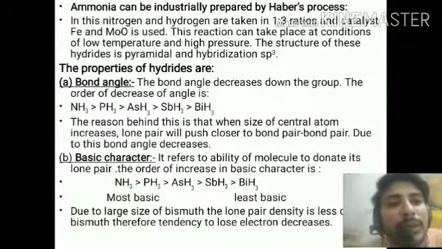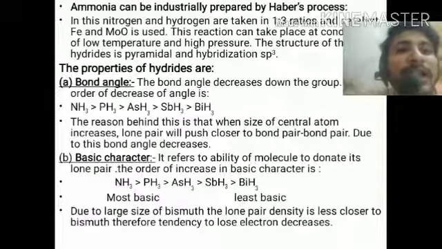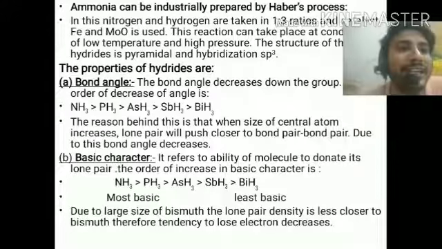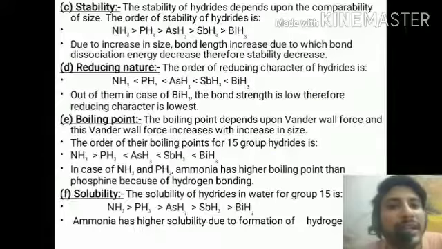Due to the large size of bismuth, the lone pair of electron density is less close to the bismuth, therefore the tendency to lose electron decreases. That's why basic character decreases.